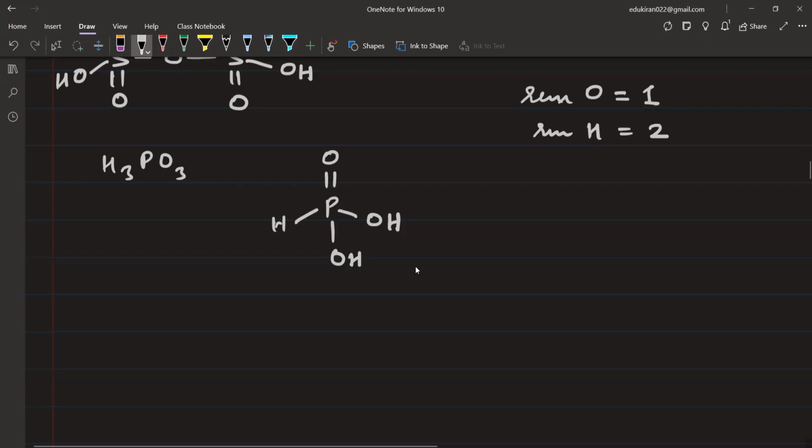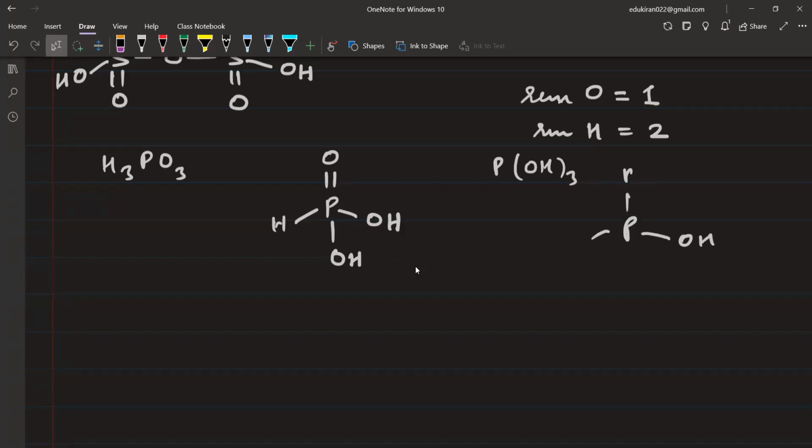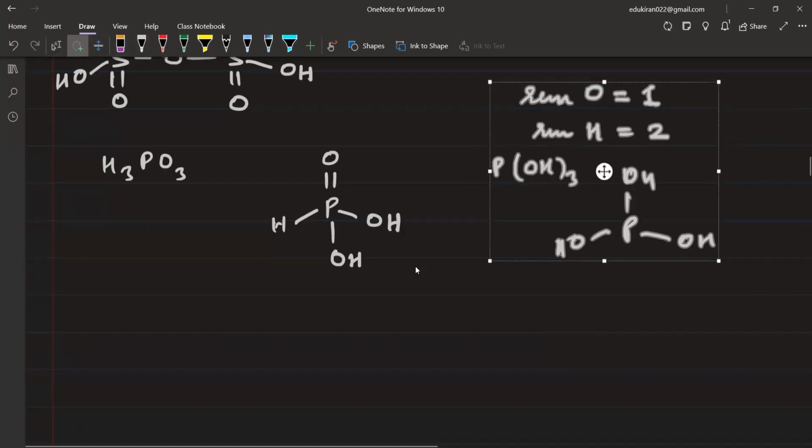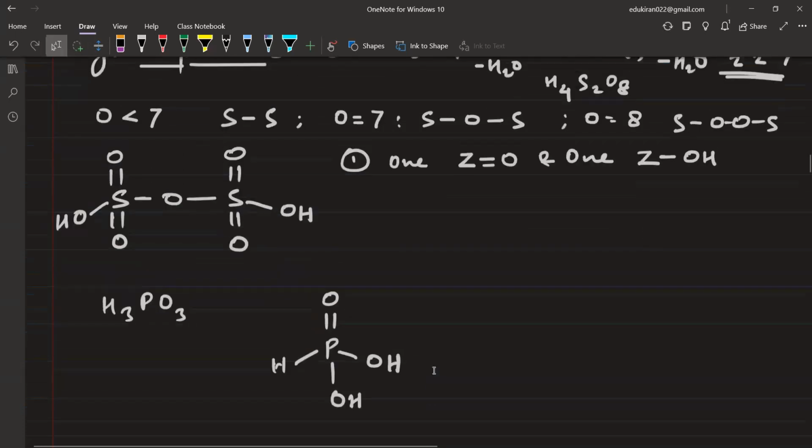देखिए H3PO3 ना आपको कभी कभी इस तरह से ही मिल सकता है. They will ask you what is the structure of P(OH)3. But आप ऐसे प्लीज मत बना दीजिएगा. ठीक है. Now, सबसे पहले क्या करना है आपको? First of all you have to make one Z double bond O and one ZOH.